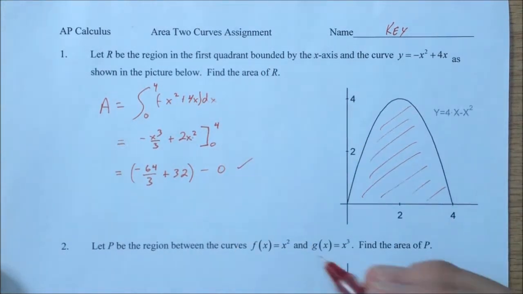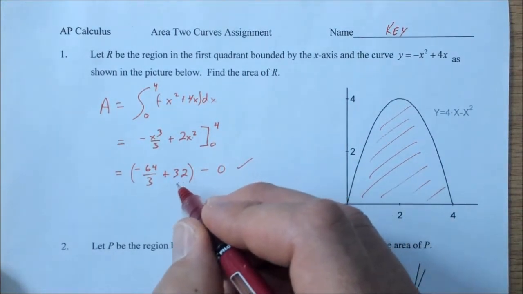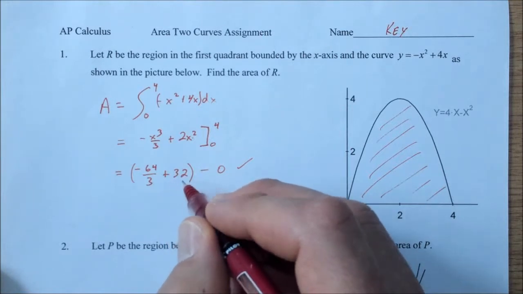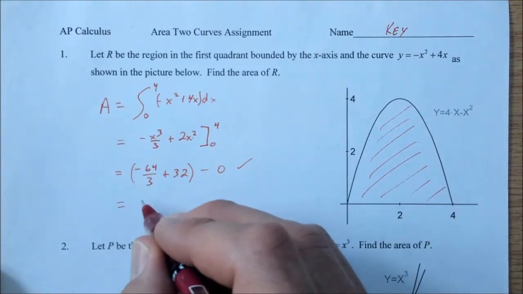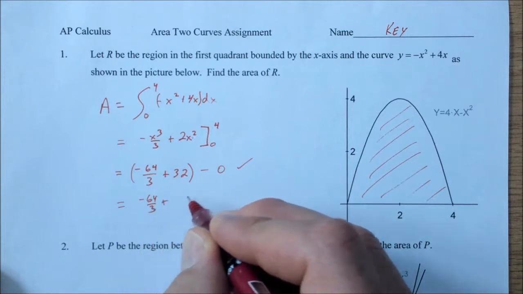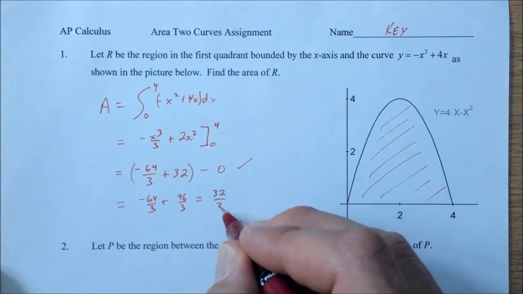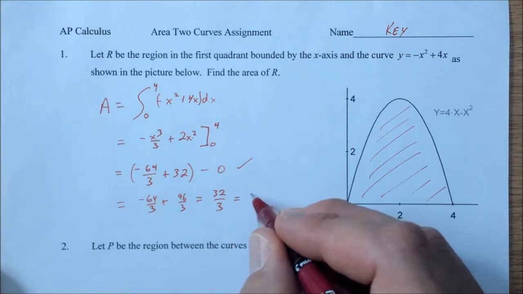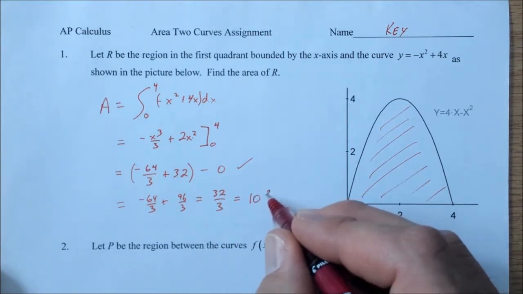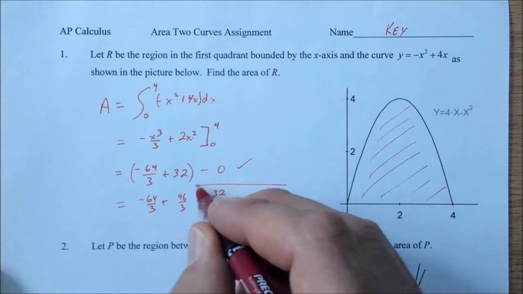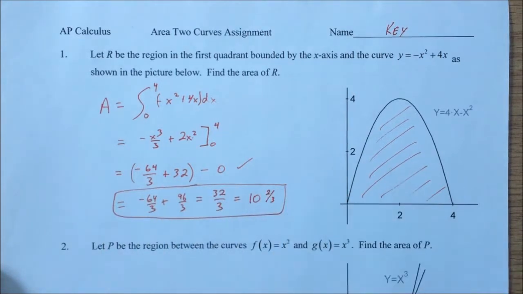If you're looking to simplify it, well, 32 we're going to multiply by 3, so that's 96. So that's negative 64 thirds plus 96 thirds, which is 32 thirds. Or, which is the same thing if you like mixed numbers, 10 and 2/3 overall. So all these answers are good.